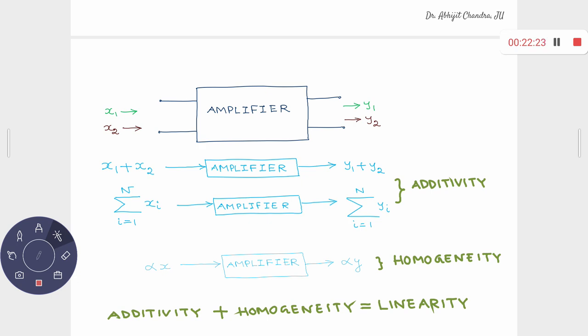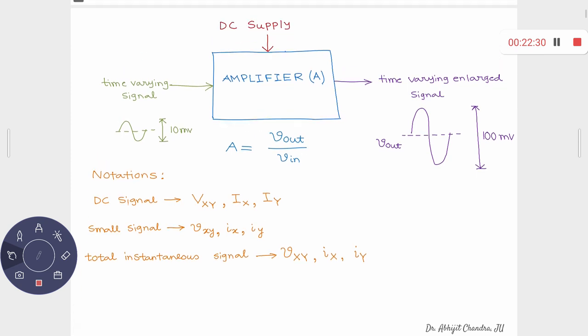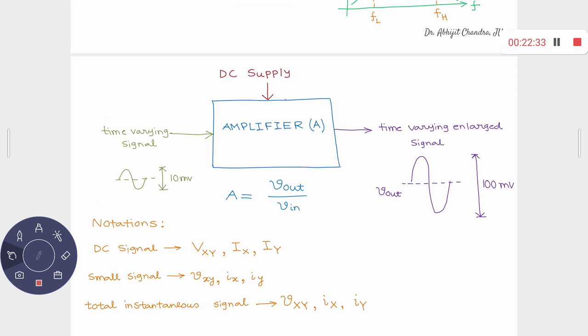Any idea why I am discussing all these things? Just refer to this particular model of amplifier. It should be linear because V out is equal to A times V in. V out 1 is equal to A V in 1, V out 2 is equal to A V in 2. No, forget about this, just take a look at this black box, this schematic diagram.